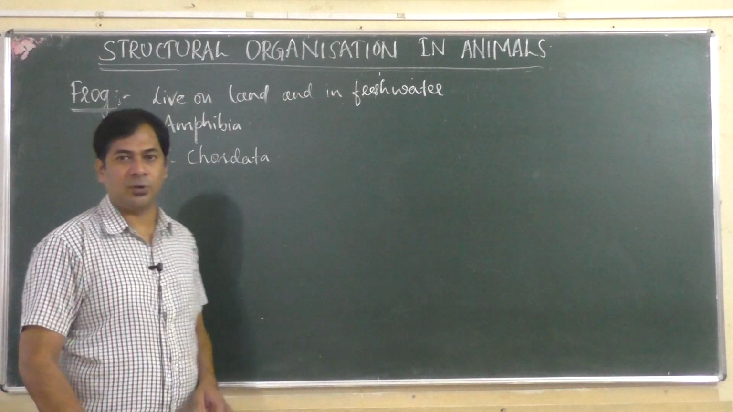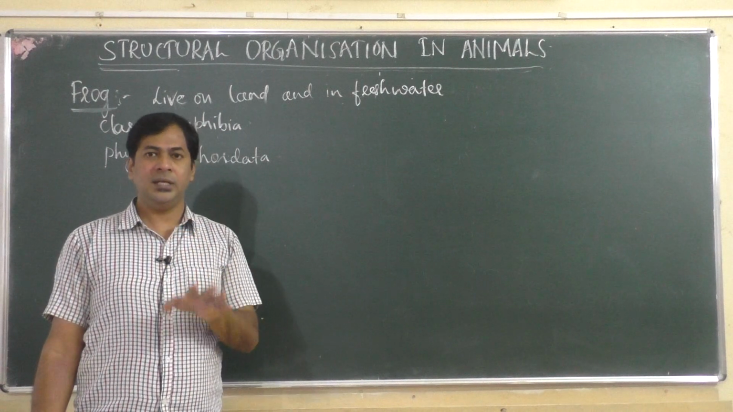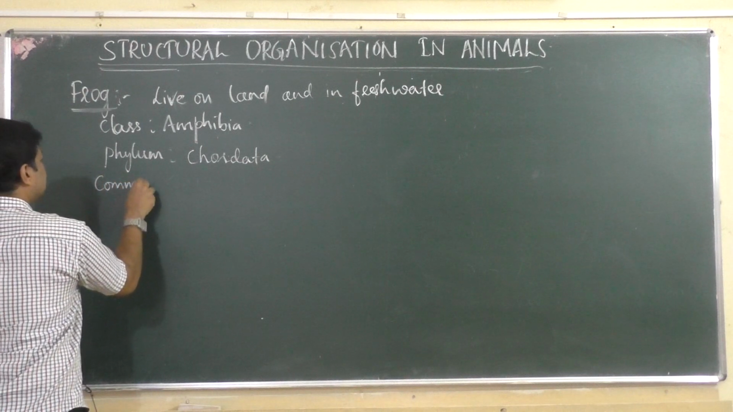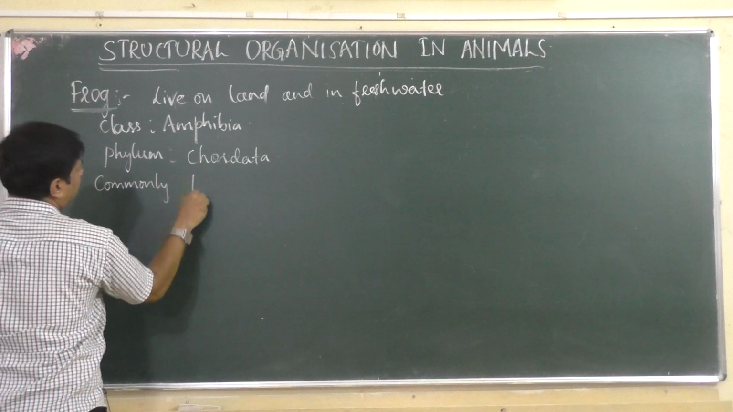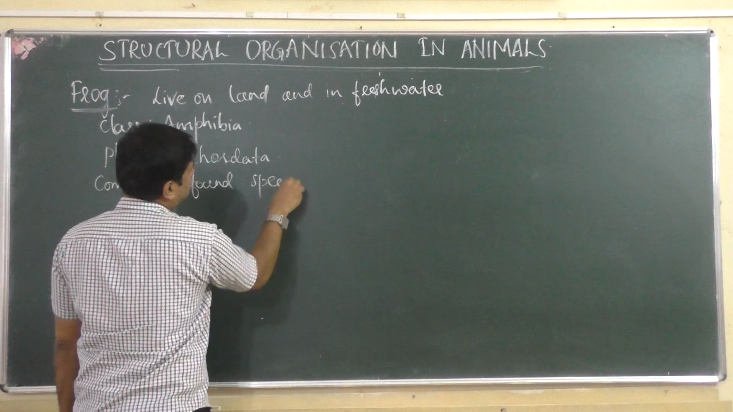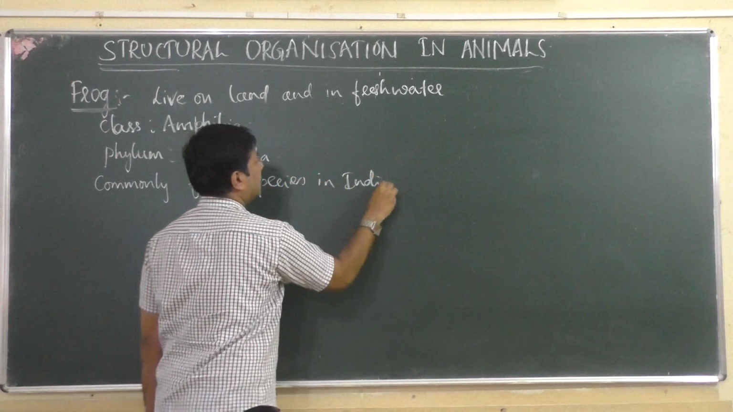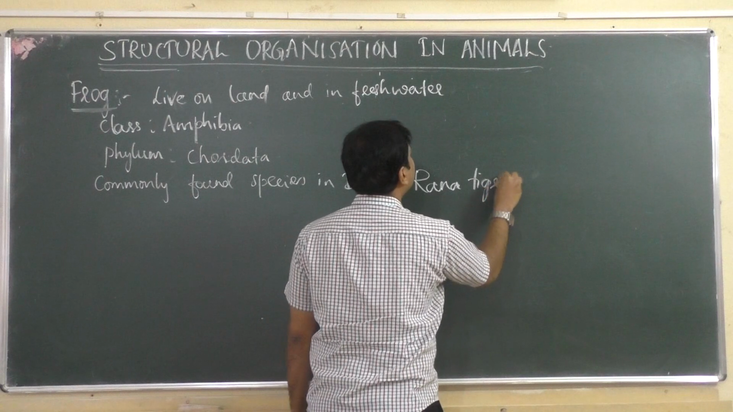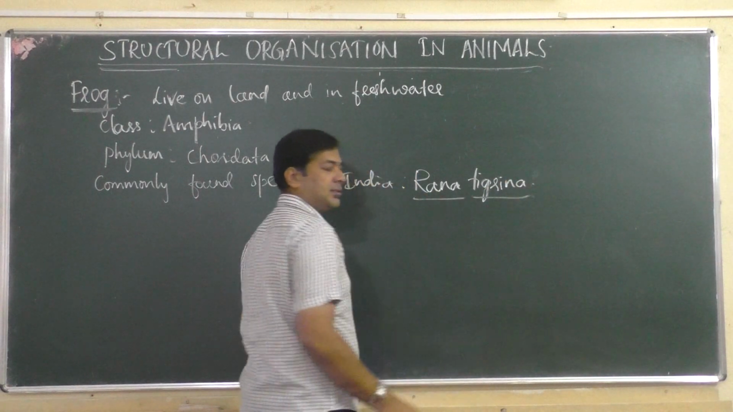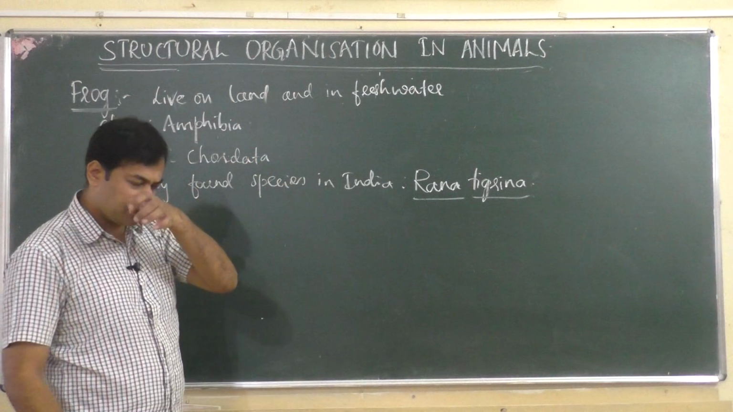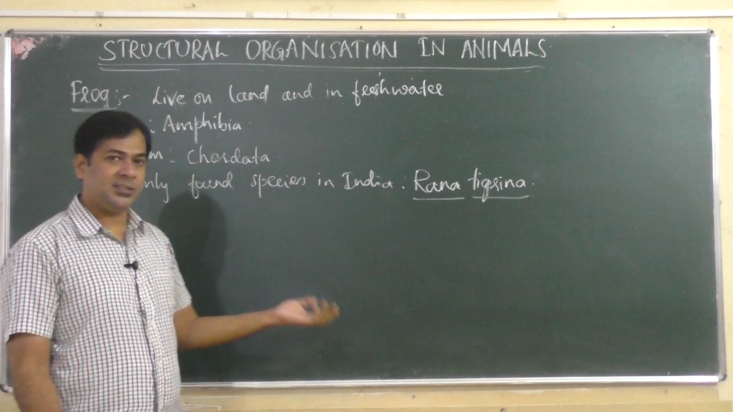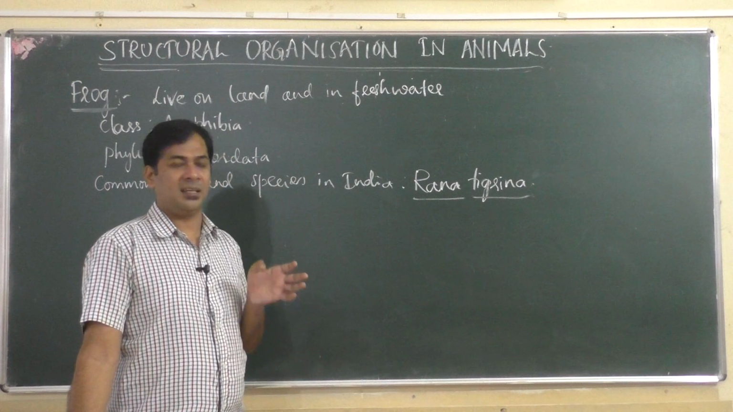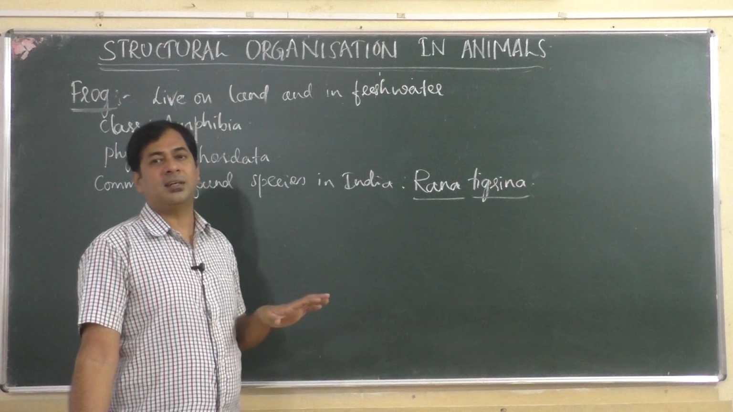And common frog which is found in India. There are different species of frogs, but commonly found in India species is Rana tigrina. Scientific name of frog, Rana tigrina. This is commonly found in India. Okay, in other countries you will see different species also, like Hyla is there, which is tree frog, which is green in color, which is rarely in India we will find. So commonly found in India is Rana tigrina.